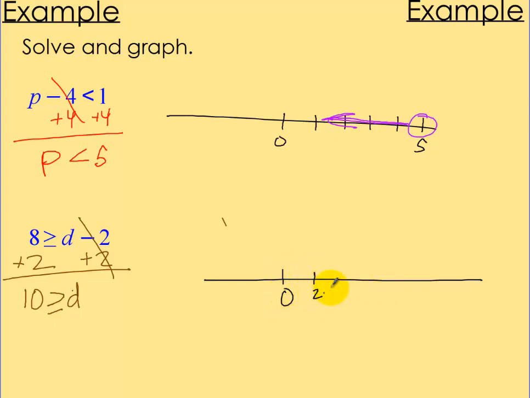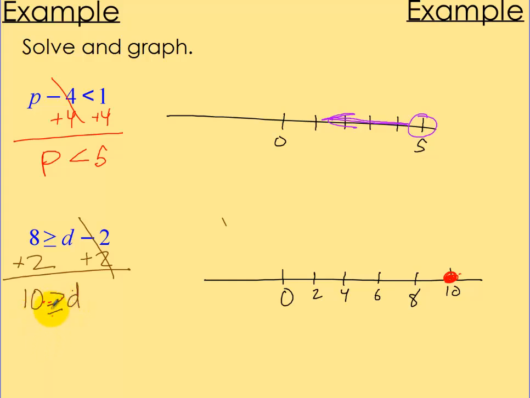I'm going to go up by 2 every time. 2, 4, 6, 8, 10. I can choose whatever scale I want. So it's greater than or equal to, so I know I have a closed circle at 10. Now, again, you might see this and say, oh, because it's an arrowhead, it'll go to the right. But that's not correct. Because the d's on this side, 10 is greater than or equal to d.